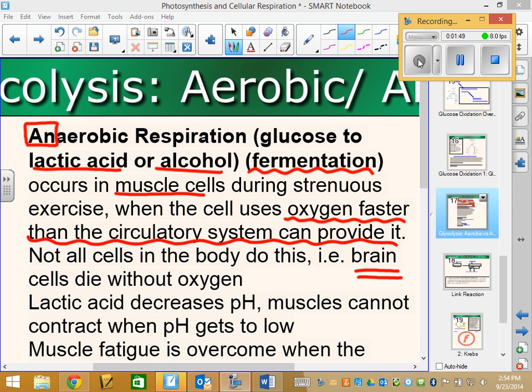So it would be realistic for me to ask you a question where I say, I have a brain cell and a muscle cell, where could I have anaerobic respiration? So knowing that difference would be important.